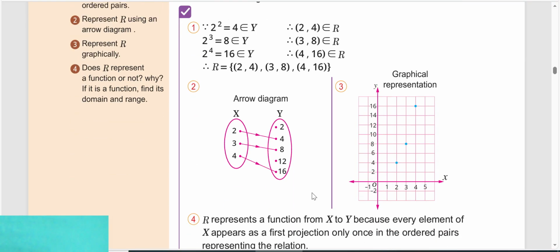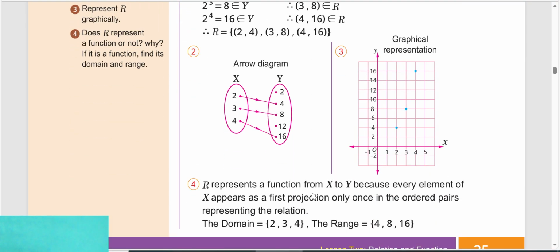And then we can draw an arrow diagram and graphical representation like this. The representation is a function from x to y because every element of x appears as a first projection only once in the ordered pairs representing the relation, and the domain will be 2, 3 and 4 and the range will be 4, 8 and 16.